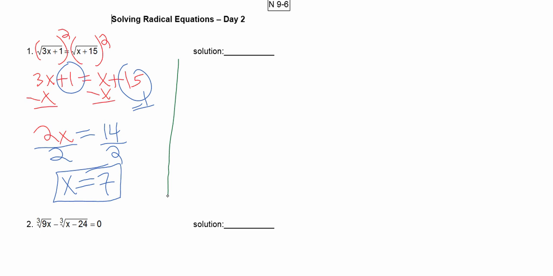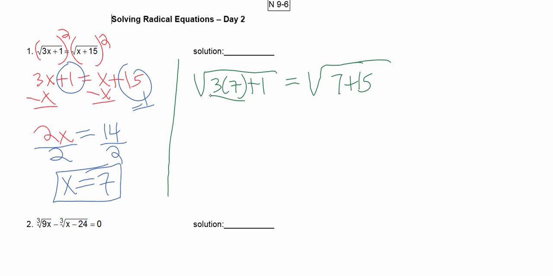there's nothing extraneous or a non-valid answer. So take the square root of 3 times 7 plus 1 and set it equal to x plus 15. And we have, 3 times 7 plus 1 is 22. And on the right, 7 plus 15 is 22. So it looks like we have equivalent statements, so this checks out. And the solution is x equals 7.